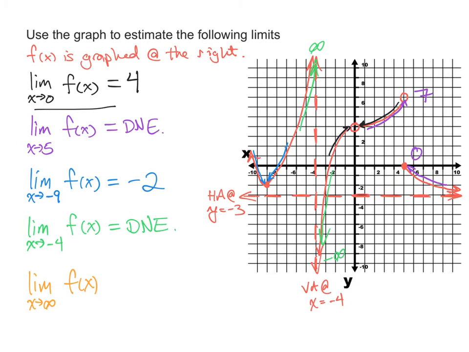In this last one, the limit as x approaches infinity of f of x, well, that's new. You haven't seen that before. But you all know what horizontal asymptotes are, and the graph going off to the right here is going to get very close to the horizontal asymptote but never cross it. The horizontal asymptote is located at y equals -3. So as this graph travels further and further right, the graph will approach a y value of -3.